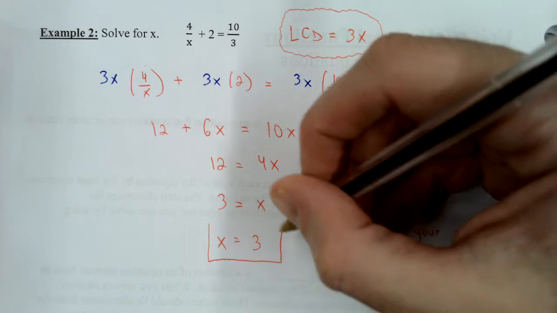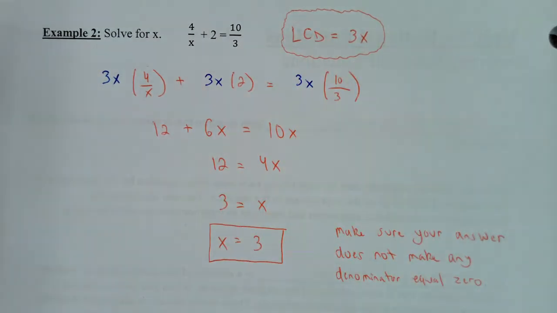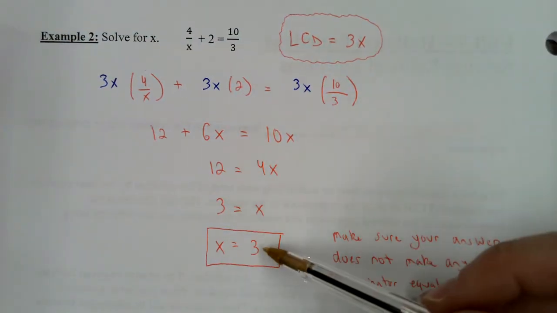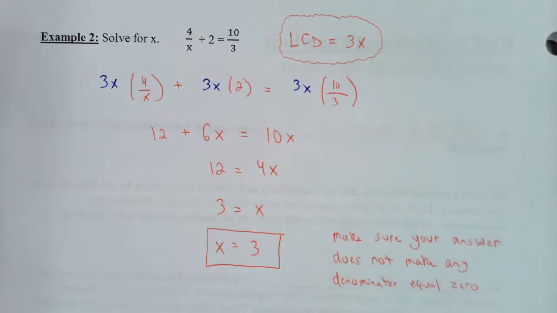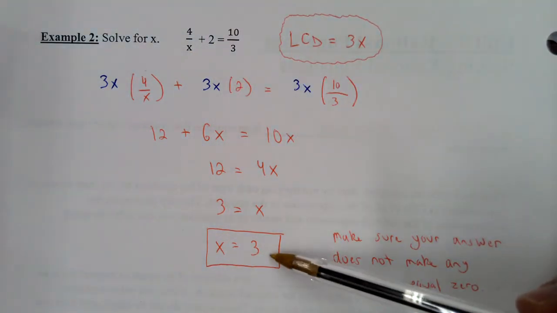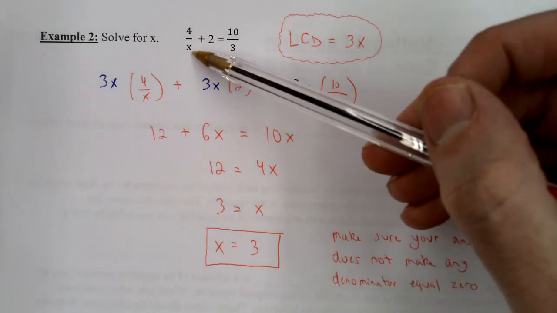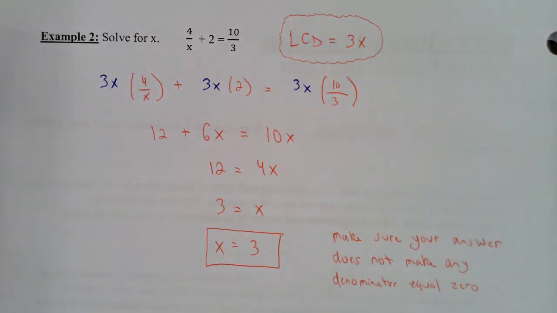Now, I know this one works, so I'm just going to circle it already. But as you can see, if I substitute 3 into all my denominators, none of them become 0. If I got x equals 0 right there, that would be no good because that would make that denominator equal 0. So I would not circle that if that was an answer. But x equals 3 does work.